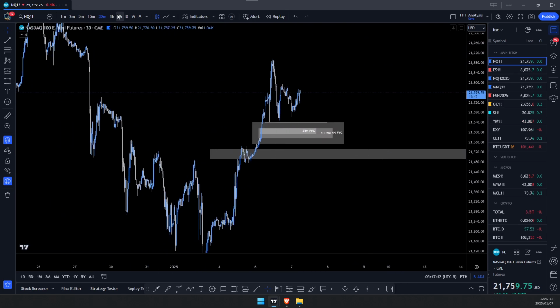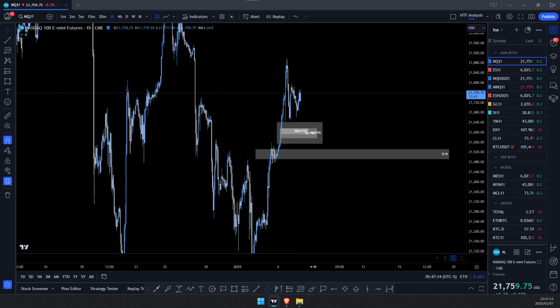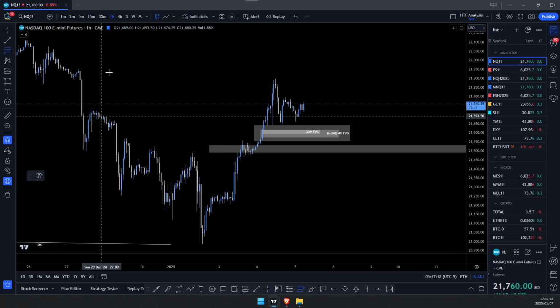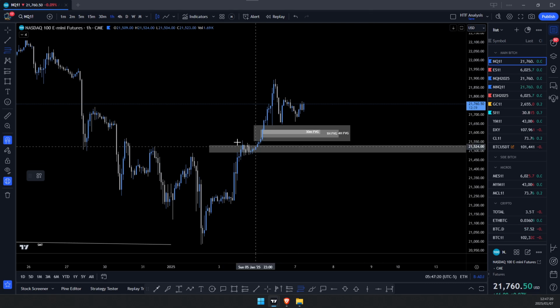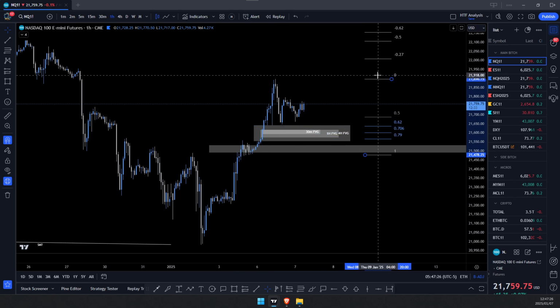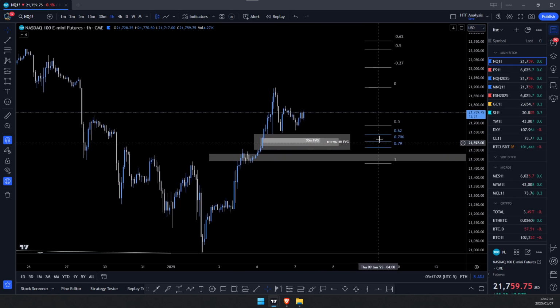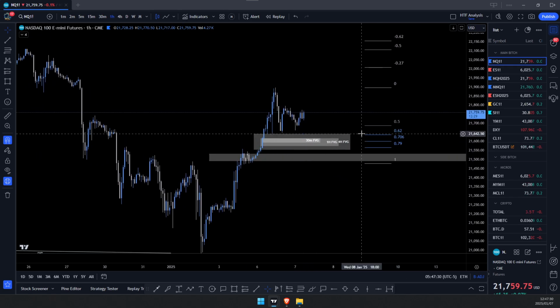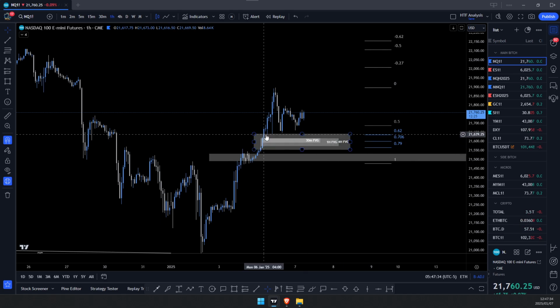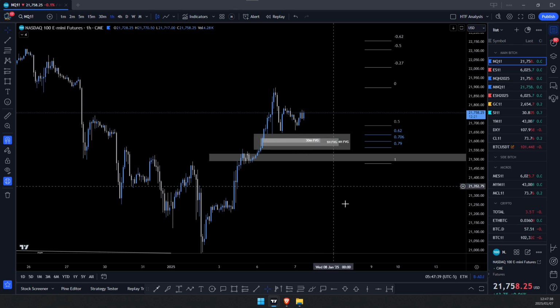And then just one other thing that I want to point out is if we take our Fibonacci tool and we pull it from the last low on the 1 hour to this high, we have the OTE area, right? Also overlapping with these overlapping fair value gaps. So there's a lot of confluence that we could see a move into this area.